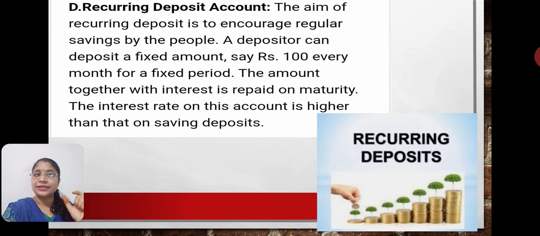Now on the screen you can see a depositor can deposit a fixed amount, say rupees 100, every month for a fixed period. Like I agree with the bank, I am opening a recurring account, I will deposit 500 rupees every month for 5 years. So 500 every month, but in fixed deposit you have to give a lump sum, altogether 5 lakh rupees. Here it is a saving habit. So the amount which comes together will be given back to you with the interest at the time of maturity. Like I will pay 500 every month, and after 5 years I'll get all the matured amount, principal amount with interest. So the interest rate on this account is higher than saving account but less than fixed deposit account.